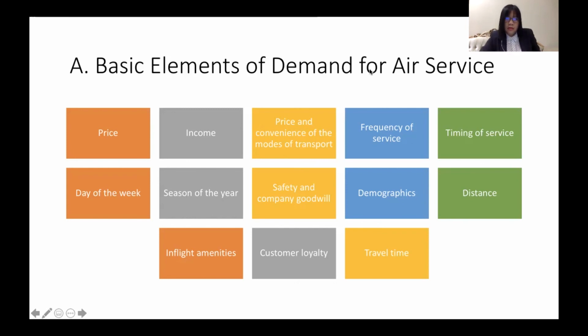Factor number 6 is the day of the week. Consumers are more likely to fly on certain days of the week than others. For example, Sunday evenings are typically very popular, with business travelers leaving home for their first appointment of the week. Similarly, Friday afternoons are also busy times as travelers return home to enjoy the weekend.